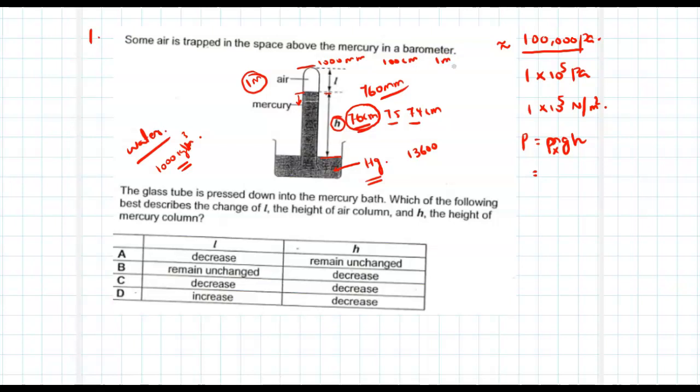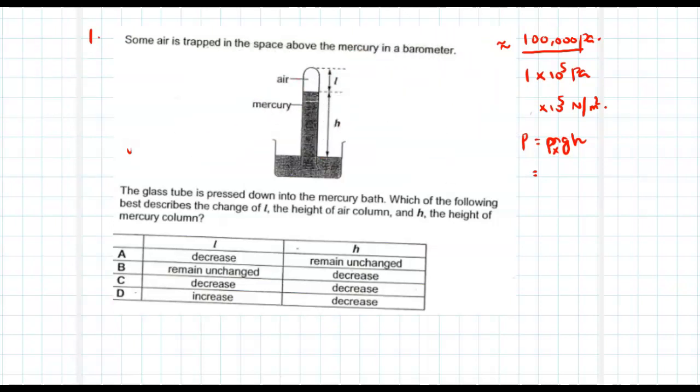I hope you understood the concept, right? Okay. But this is not the concept here. The concept is something different. Now we read the question. Some air is trapped in the space above the mercury barometer. Normally here it has to be vacuum. So what if there is some air? Will we get an accurate measurement of atmospheric pressure?